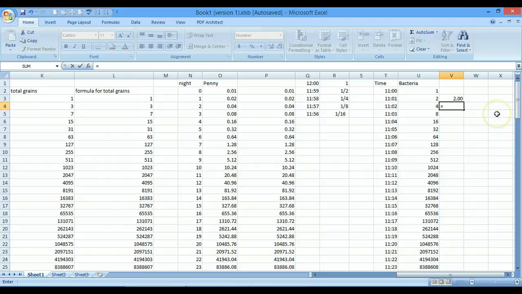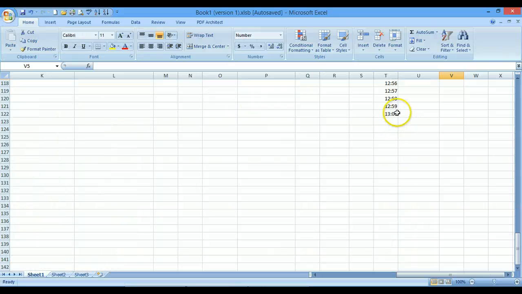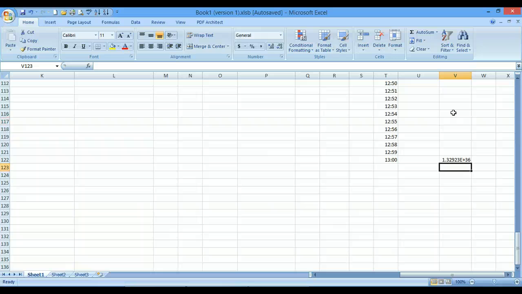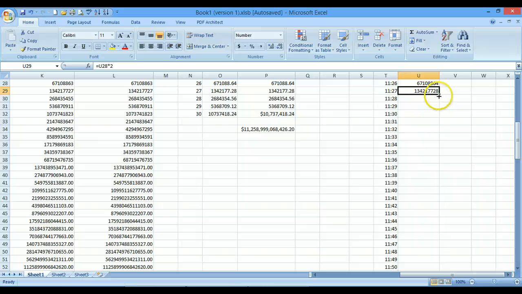This one will be 2 raised to the 2. 4 is the same as the time, the minute 2. So I could come down here. How many minutes is it till 1 o'clock? Equals 2 being raised to the, at 1 o'clock, that's 2 hours after it started at 11. 2 hours is 120 minutes. Or we can use our Excel that we used here and click and drag.